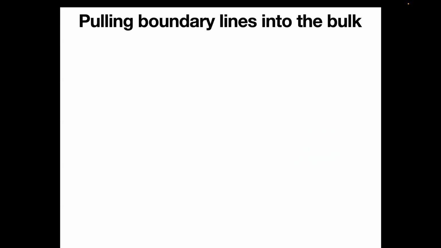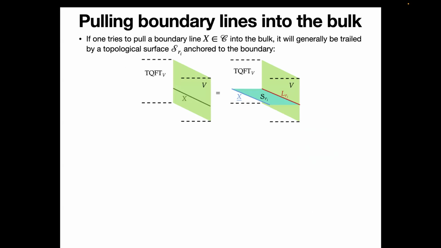Okay. So as was pointed out, I should see surfaces at some point in this discussion. To see how surfaces show up, let's imagine trying to pull a boundary line into the bulk. Sometimes you can do this, but the claim is that in general, you cannot genuinely pull it into the bulk, but you can if you're okay with the line being trailed by a topological surface.